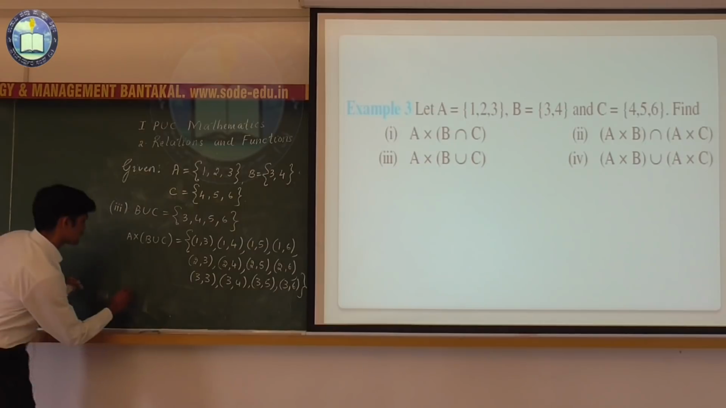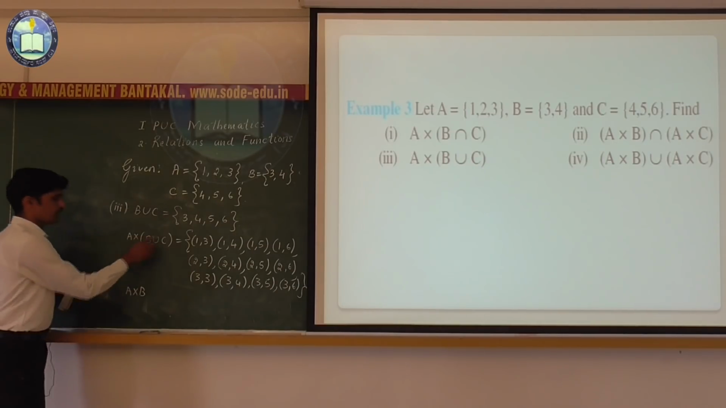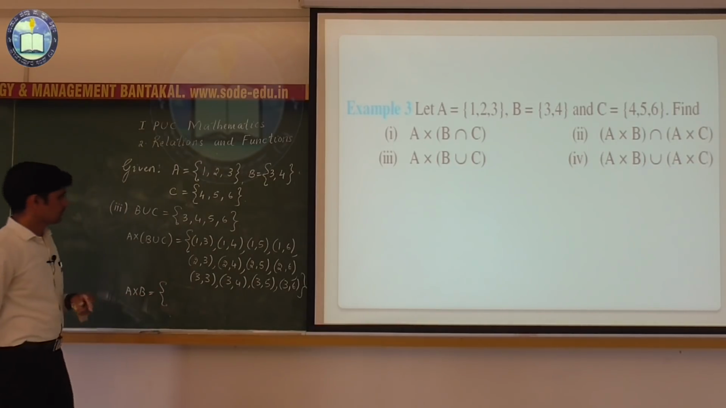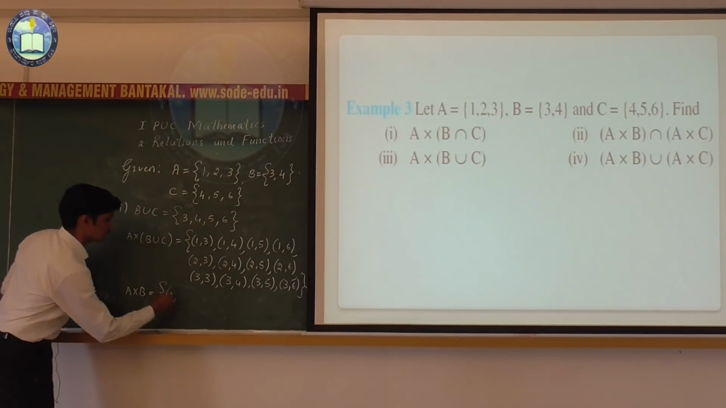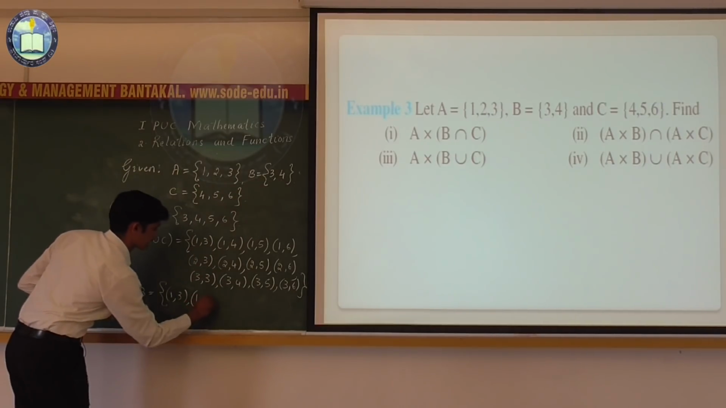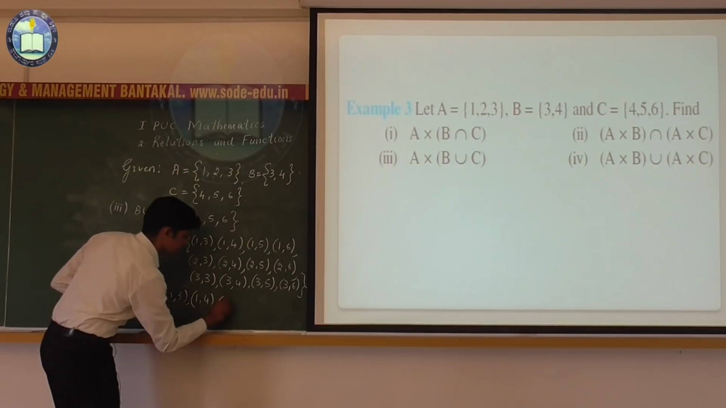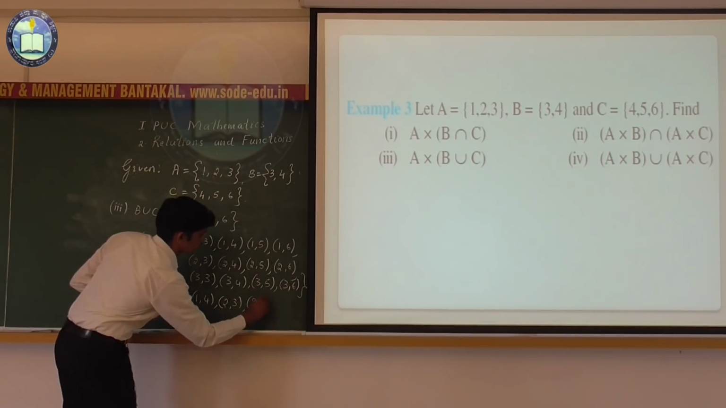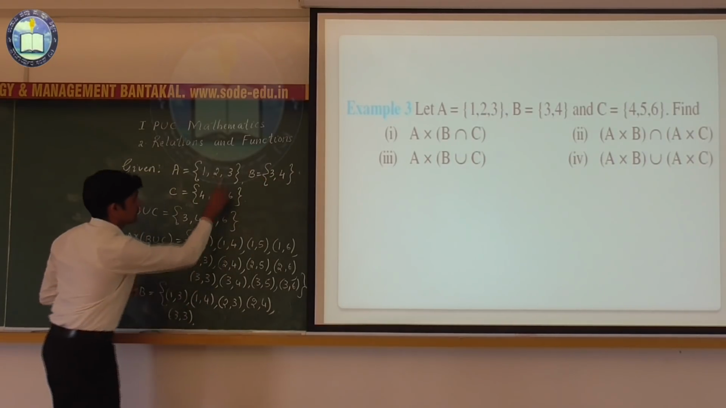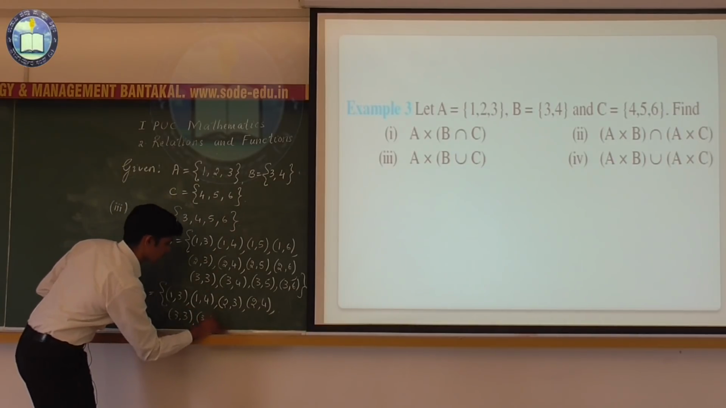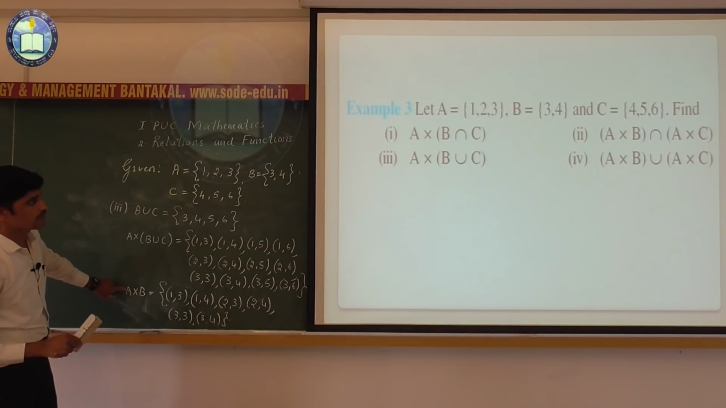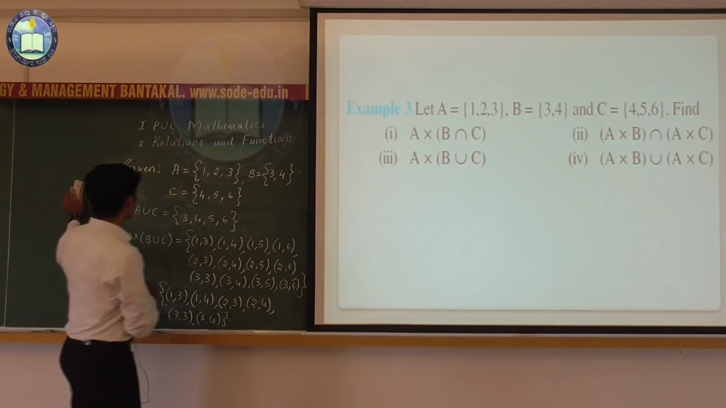Next we can also find (A cross B) union (A cross C). That is the distributive law. A cross B is equal to the set of all elements (1,3), then (1,4), then (2,3), (2,4), (3,3), then (3,4). Now if we find the union of these two sets, A cross B and A cross C, we have to find A cross C here.